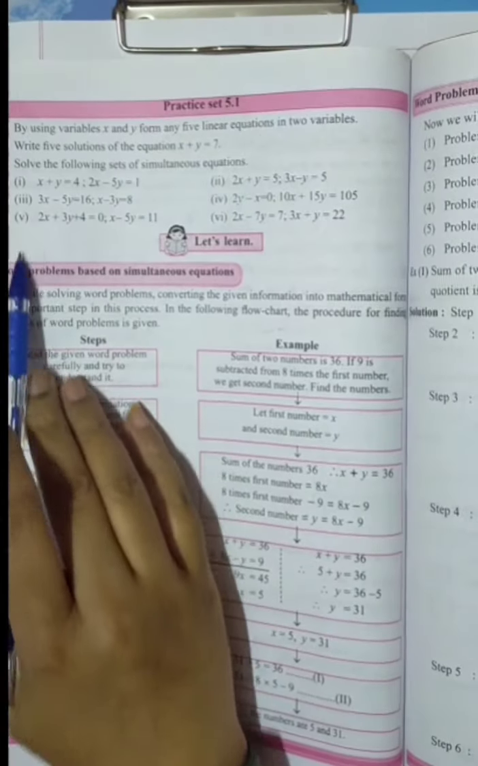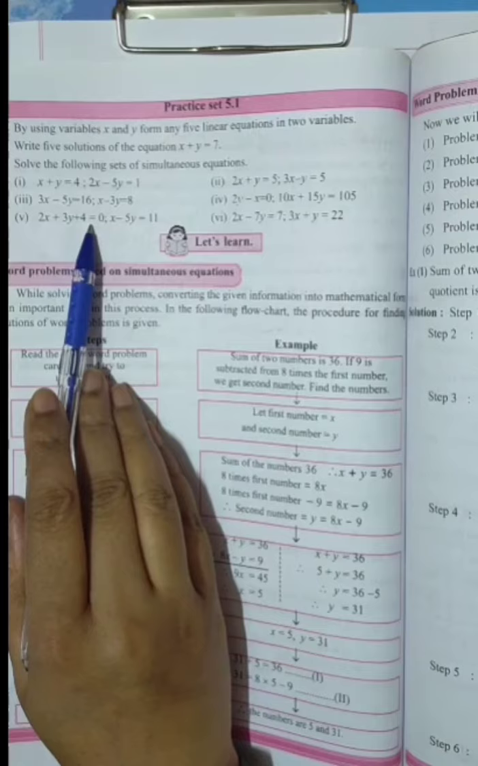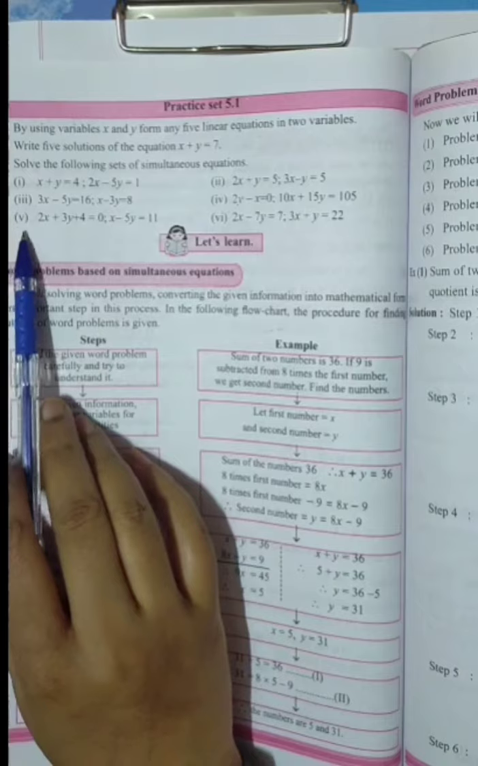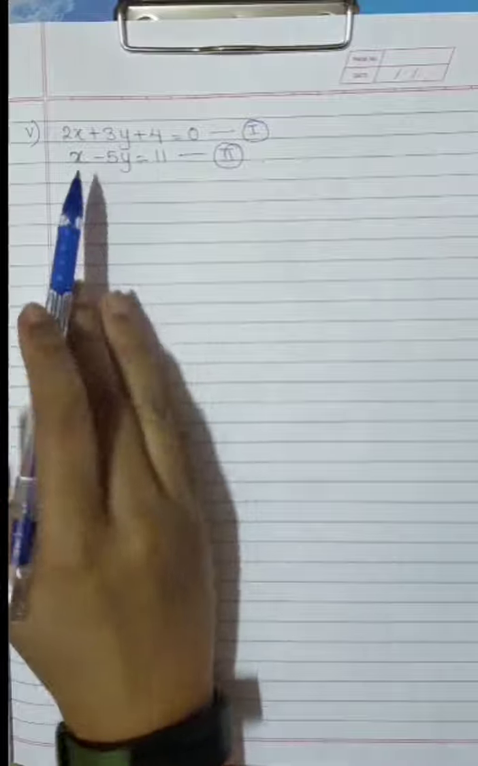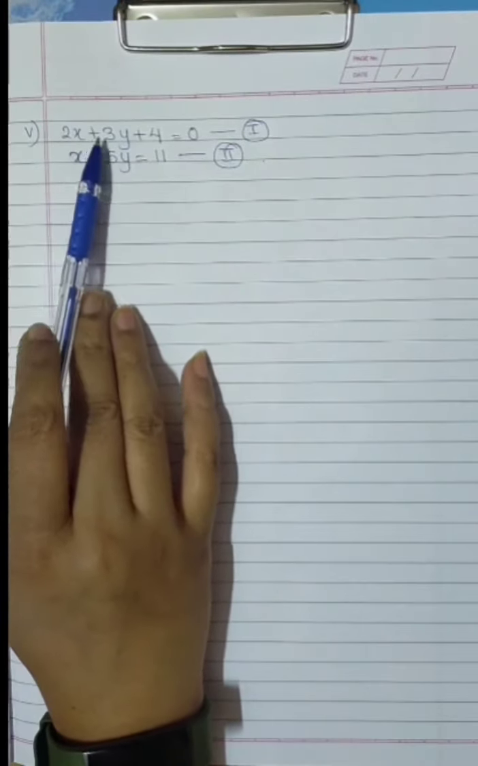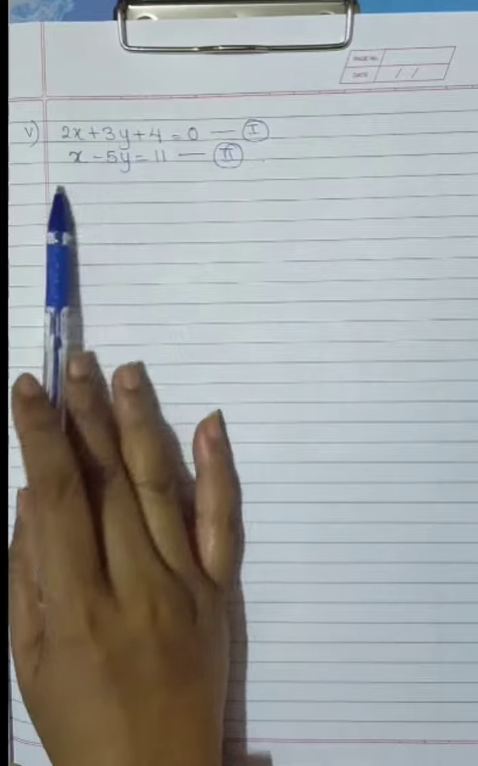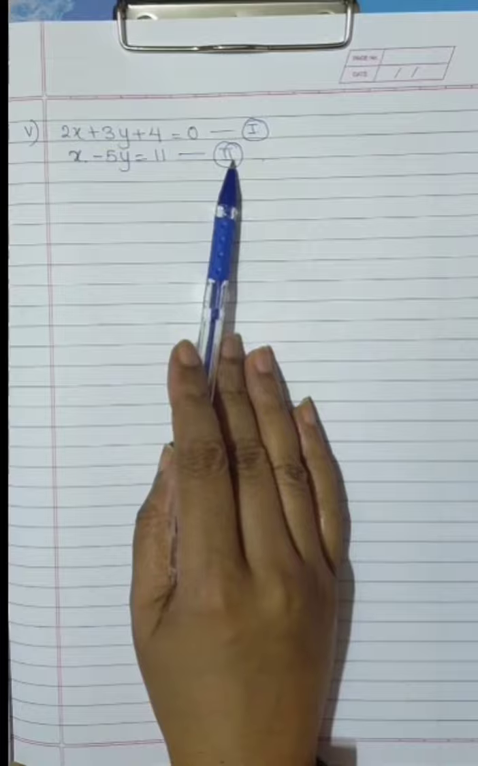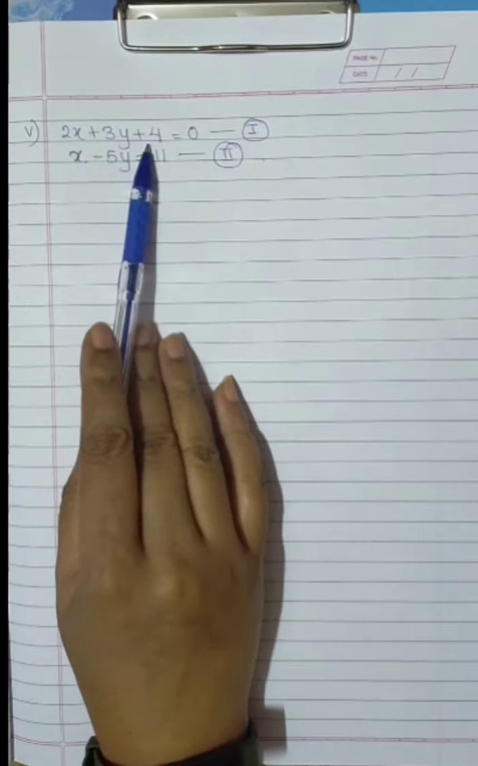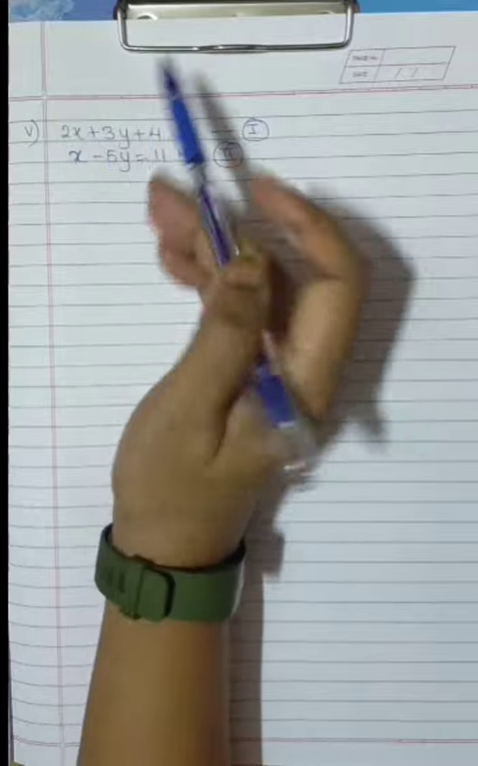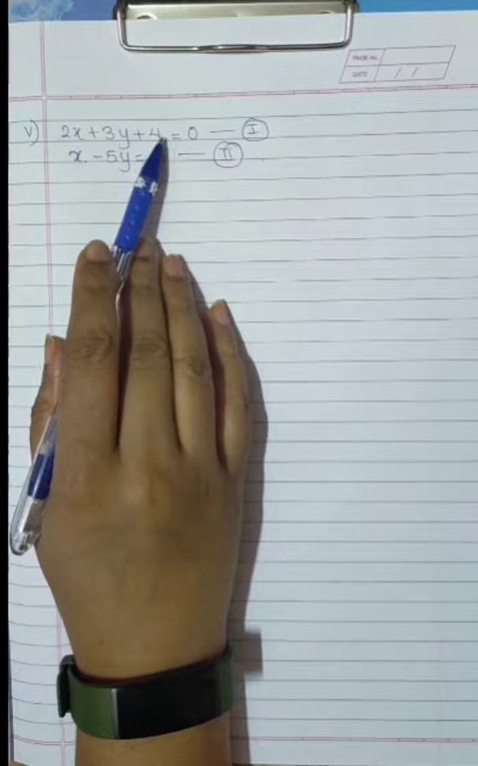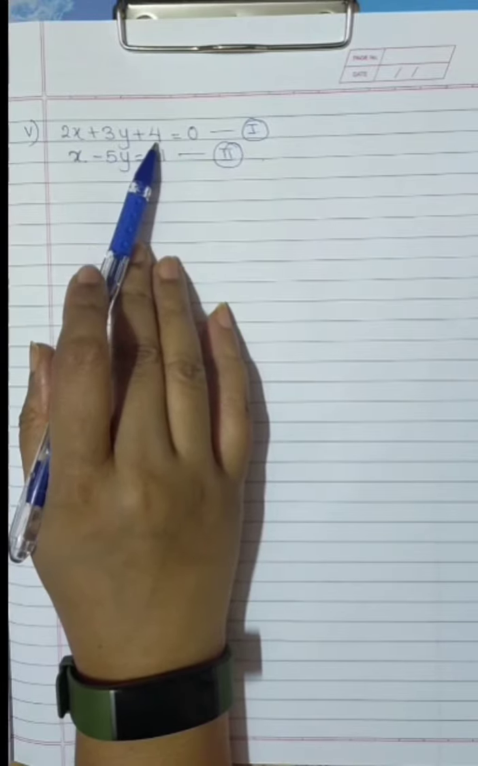Question number 5 is given: 2x plus 3y plus 4 is equal to 0 and x minus 5y equal to 11. This is the fifth equation we are going to solve now. Here, as you can see, the first equation 2x plus 3y plus 4 equal to 0 is given, and the second equation is x minus 5y equal to 11. This is our second equation. Here, as you can see, the 4 is given without a variable, so we will correct it and write it in the correct form.